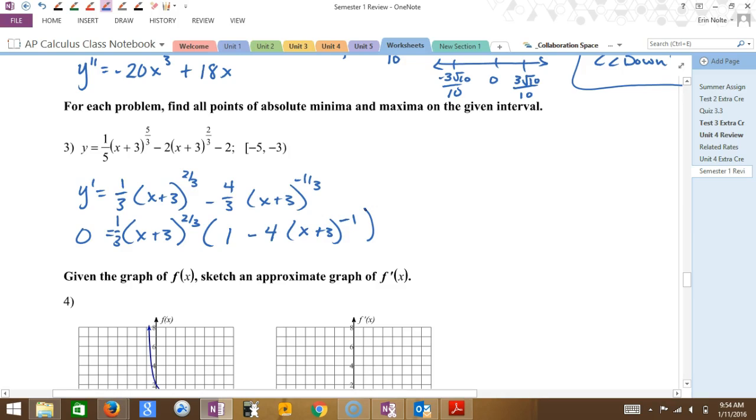That's way nicer. Okay, so then you would set each of the quantities equal to 0. So we get negative 3. That one's easy. On the second one, we have 0 is equal to 1 minus 4 over x plus 3, which is the same as 1 equals 4 over x plus 3.